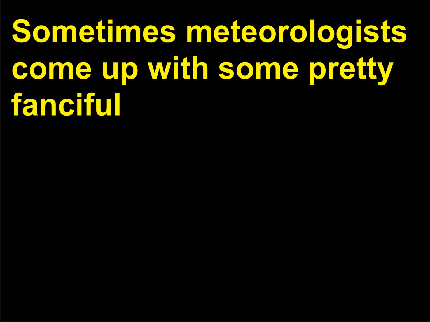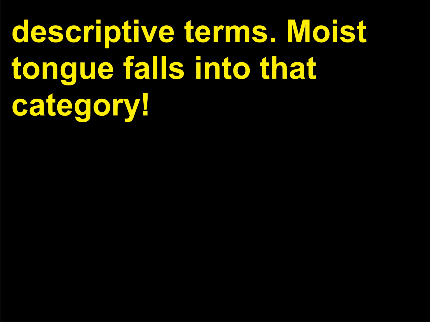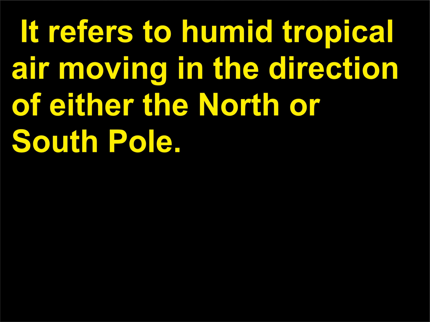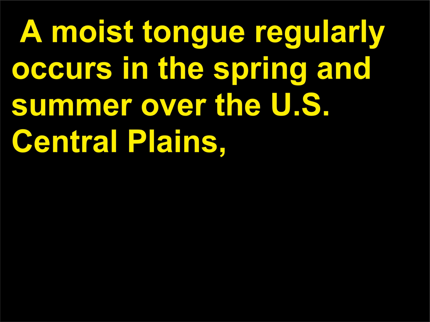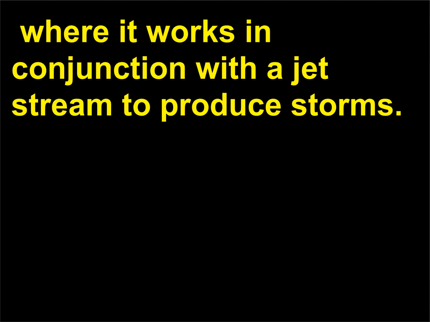What is the moist tongue? Sometimes meteorologists come up with some pretty fanciful descriptive terms. Moist tongue falls into that category. It refers to humid tropical air moving in the direction of either the North or South Pole. A moist tongue regularly occurs in the spring and summer over the U.S. Central Plains, where it works in conjunction with a jet stream to produce storms.